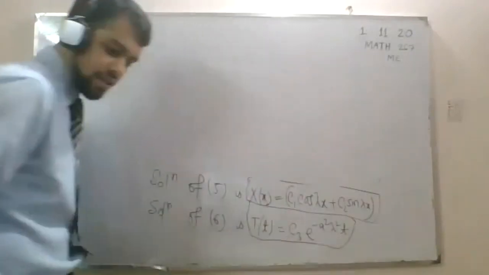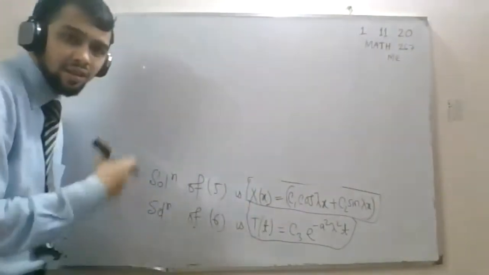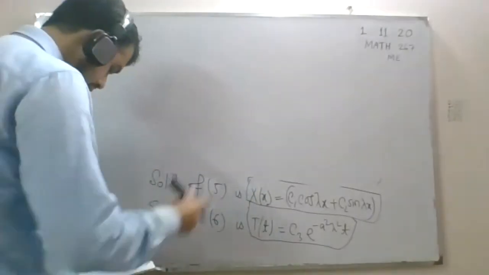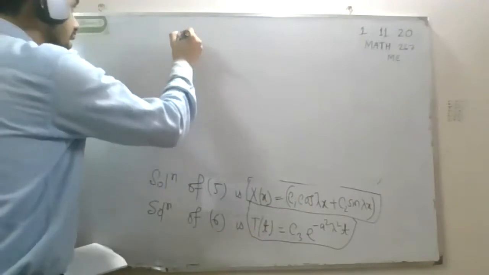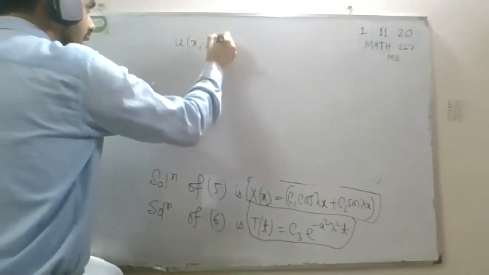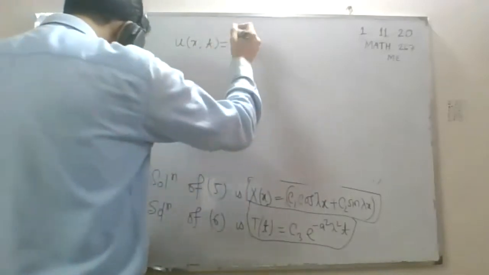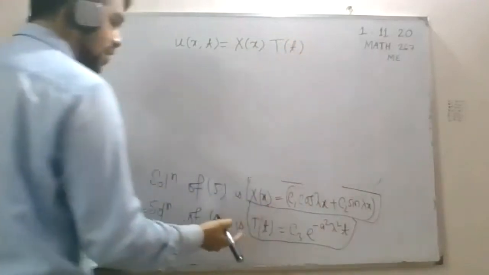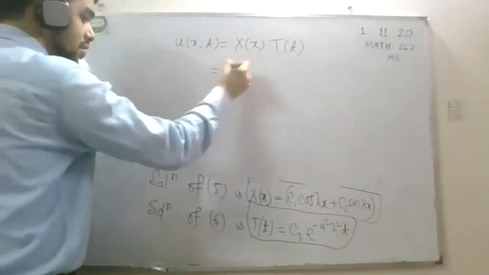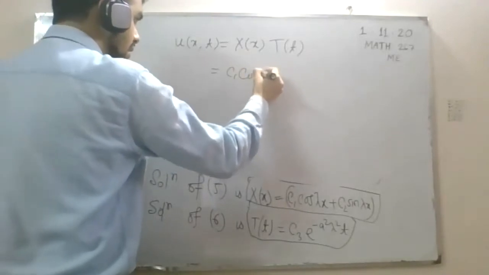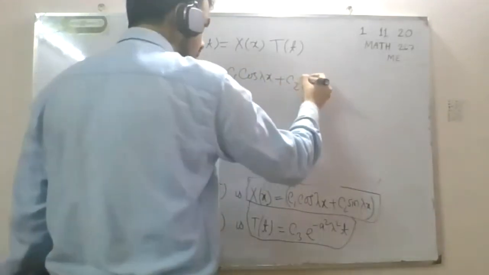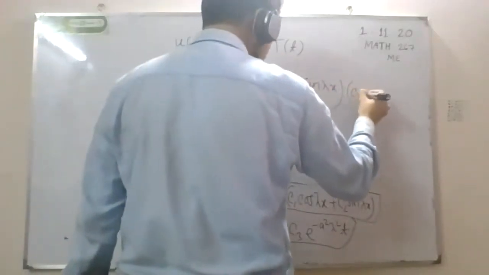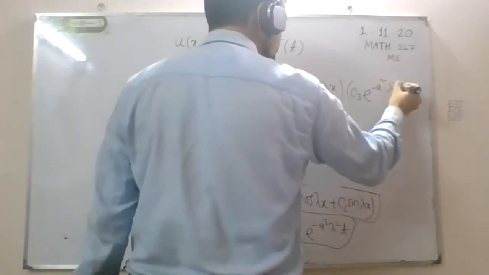Now, our next step is you have to put those values in our product method. Okay, that means we just write here u(x, t) equals X(x) into T(t). And now you have to put those values in here. Okay, so you can get c1 cos lambda x plus c2 sin lambda x, and also here c3 e to the power minus a square lambda square t.